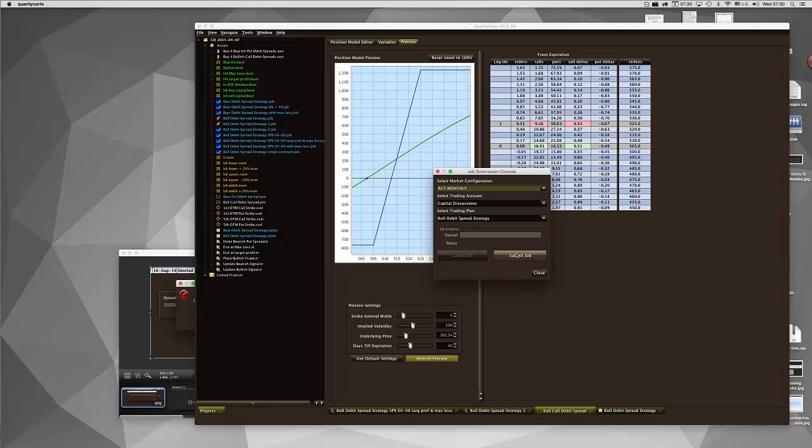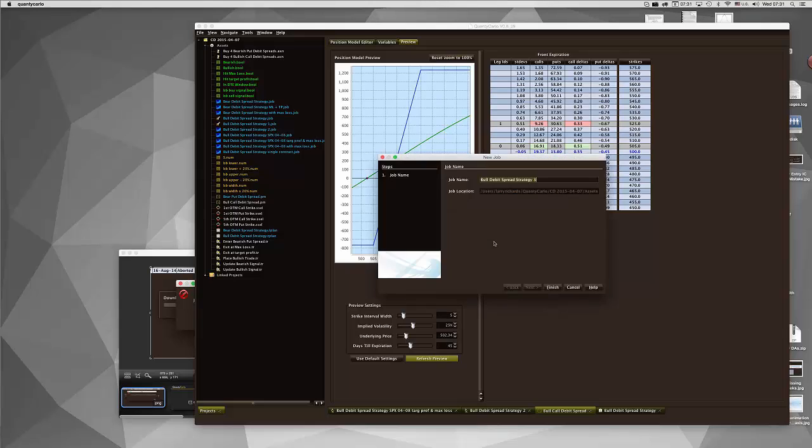Okay, I'm just going to submit this job. I've got my RUT monthly expirations. I've got my bull debit spread strategy chosen as my trading plan. I've got my Capital Discussions trading account with $10,000. Let's give it a try. Do you want to save this? Yeah, I'll go ahead and save that.